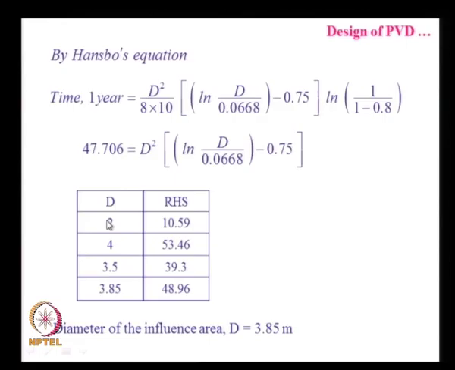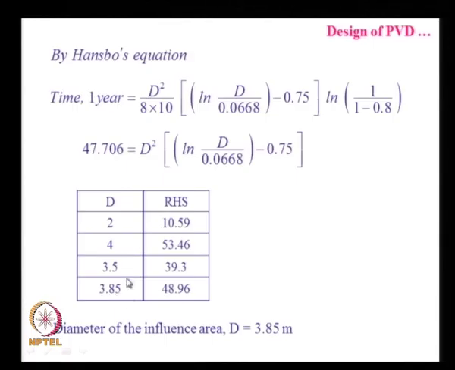So, if we start with a D of 2, it comes out as 10.59, with 4 it comes to 53.46. So, that means that the capital D is in between 2 and 4, because at 2 the right hand side is less than 47, and at 4 the right hand side is greater than 47. So, let us try 3.5, it is about 40, and let us increase it to about 3.85.